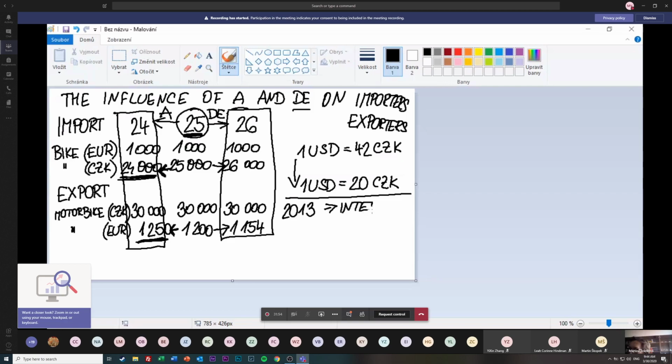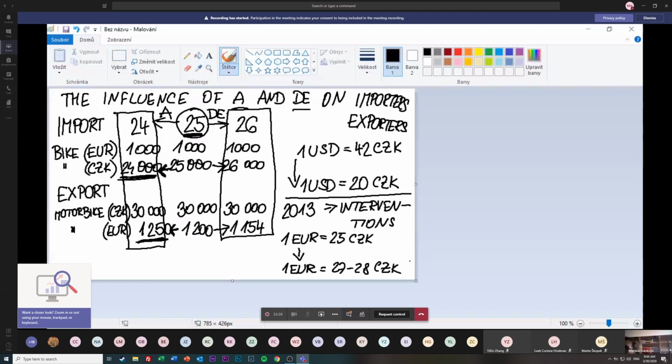And the interventions caused a change in the exchange rate from €1 for 25 Czech crowns to €1 for about 27 or 28 Czech crowns. Because of these interventions, we will explain further how it works with interventions. But what happened? The Czech crown depreciated from 25 to 28.